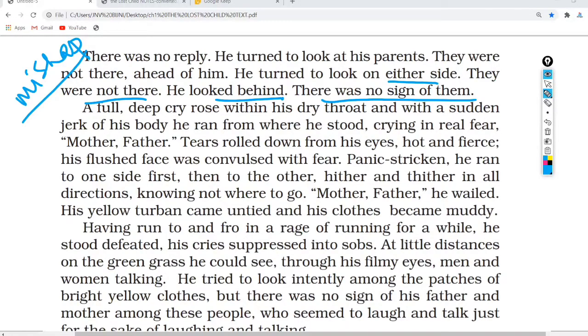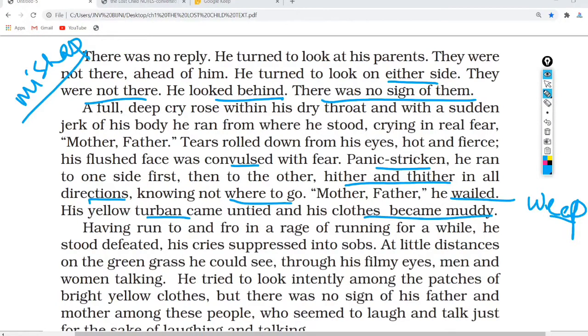Let us continue. A full deep cry rose within his dry throat, and with a sudden jerk of his body, he ran from where he stood, crying in real fear. Mother, father, tears rolled down from his eyes. His flushed face was convulsed with fear, panic stricken. He ran to one side first, then to another, hither and thither, in all directions, knowing not where to go. Mother, father, he wailed. His yellow turban untied, and his clothes become muddy.